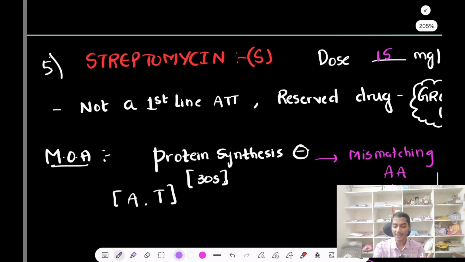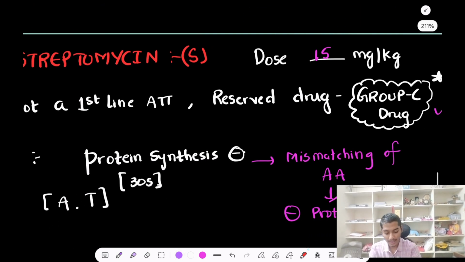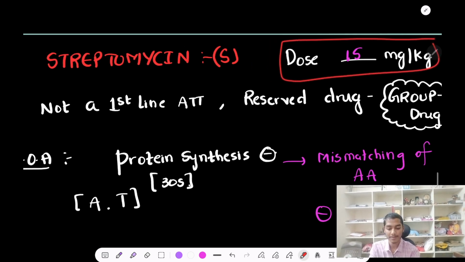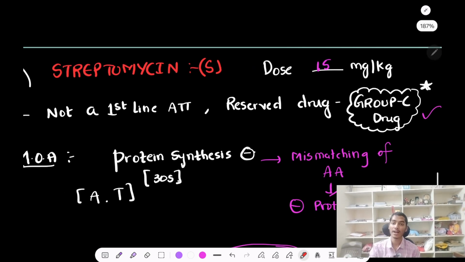Then we have streptomycin. The dose of it is definitely 15 milligrams per kg, and it is not a first line drug now. It is kept as a reserve drug, as an injectable.